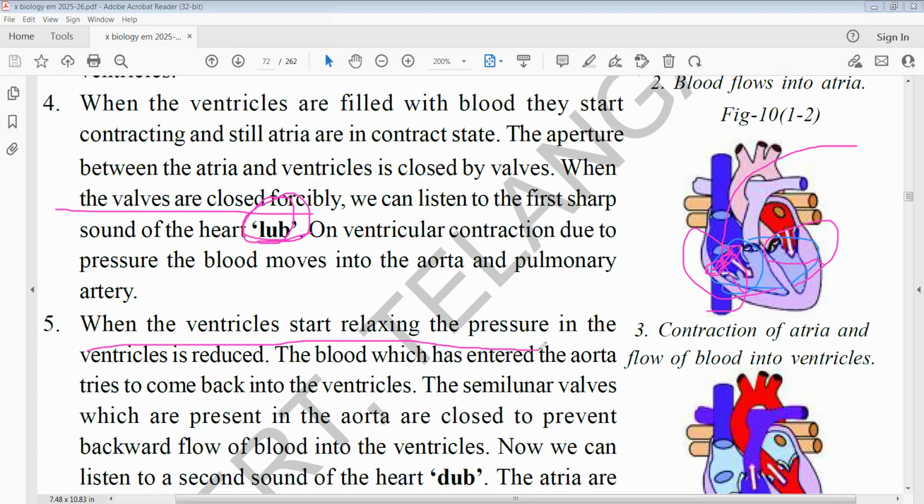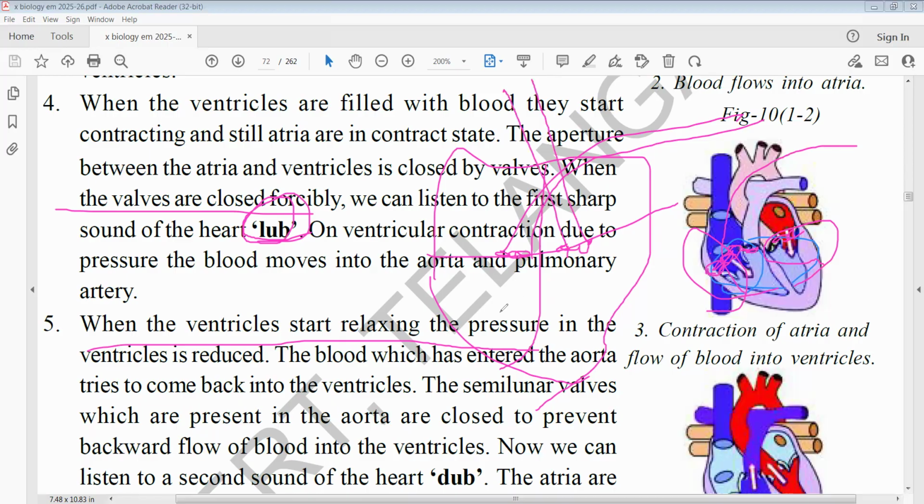When the ventricles start relaxing, the tricuspid valve and the bicuspid valve are both closed. At that time, the lub sound comes. When the ventricles start relaxing, the pressure in the ventricles is reduced. The blood which has entered the aorta tries to come back into the ventricles. So the semilunar valves are present at the mouth of the systemic artery and the pulmonary artery. Now I will explain clearly: three semilunar valves are present at the mouth of the pulmonary artery, and three semilunar valves at the mouth of the systemic artery.